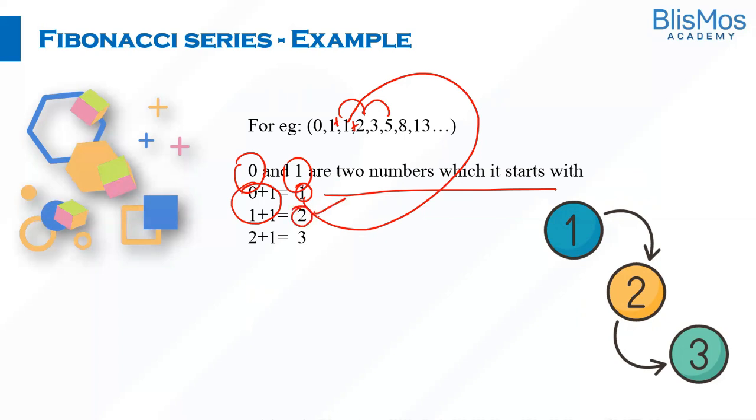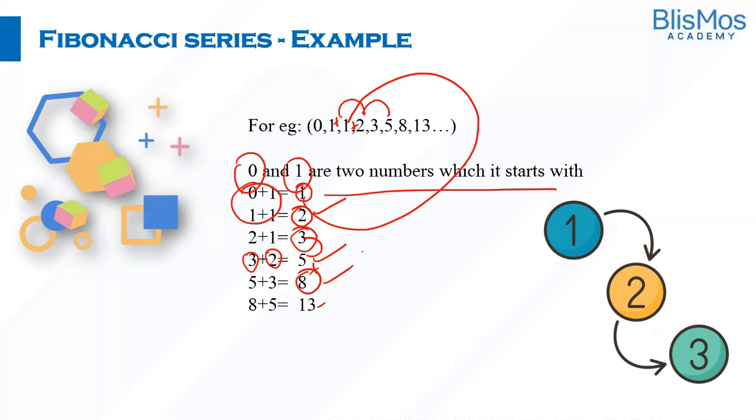The number is 2 here because the previous numbers are 1 and 1. When you add them together, it is 2. 3 because previous numbers are 2 and 1. Then what is the next number? You guessed it right. It is 5 because the previous numbers are 3 and 2. So the next number is 8 because previous numbers are 5 and 3. What is the next number? 13 because previous numbers are 5 and 8.